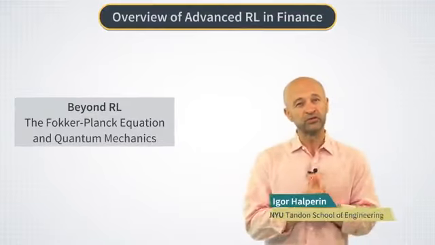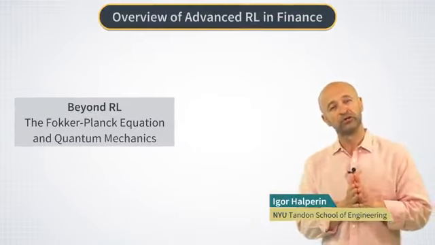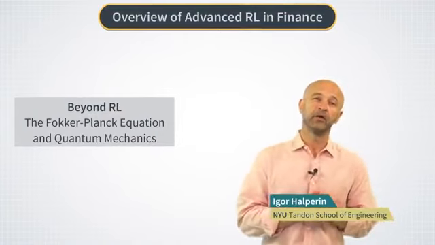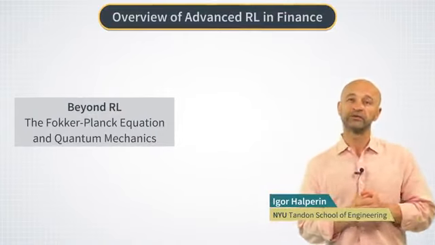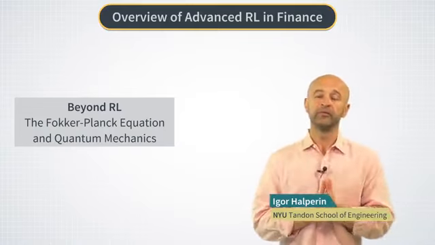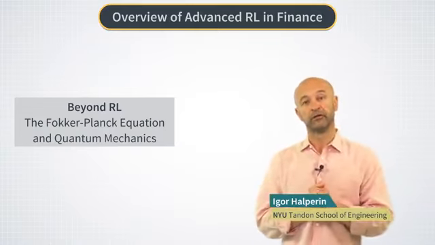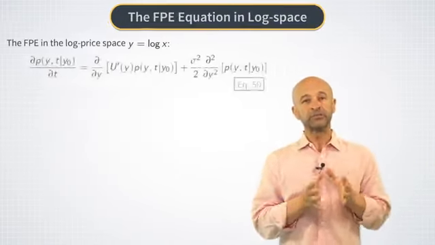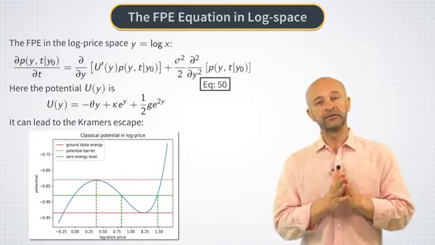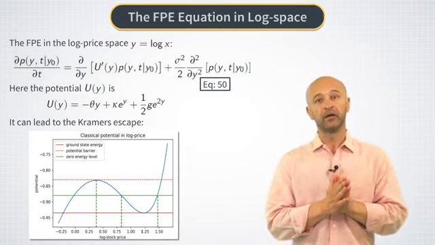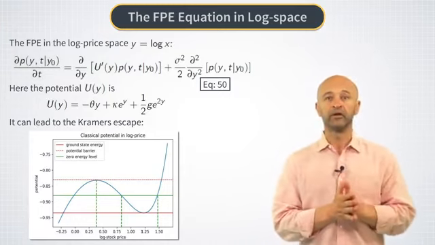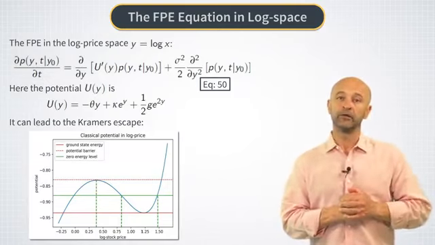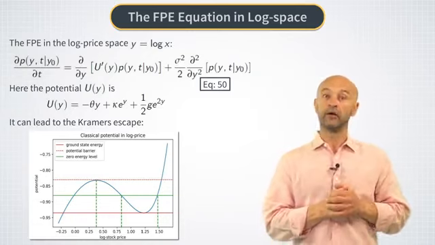Now I want to continue with the Fokker-Planck equation in the log space that we derived in the last video, and which I show you here once again, along with the typical form of the potential that can arise for such problem. Such potentials with the metastable state and a decaying potential behind the barrier are in fact well studied in physics, where they describe tons of different interesting phenomena.